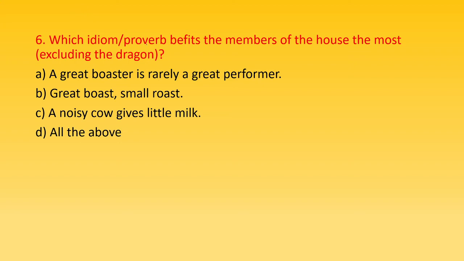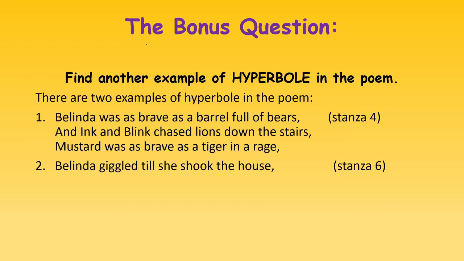Now let's do the bonus question, that is, find another example of hyperbole in the poem. There are two examples. One is in stanza 4 and the other one is in stanza 6. In stanza 4 we have the description of how the bravery of each pet is described, including Belinda. And in stanza 6, Belinda giggled till she shook the house. So these are the examples of hyperbole.